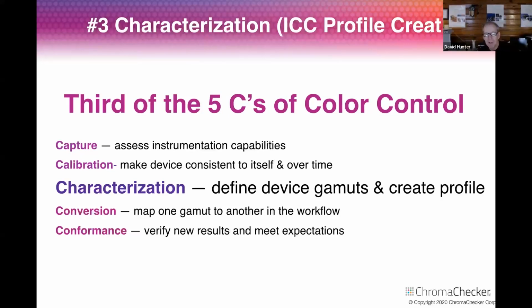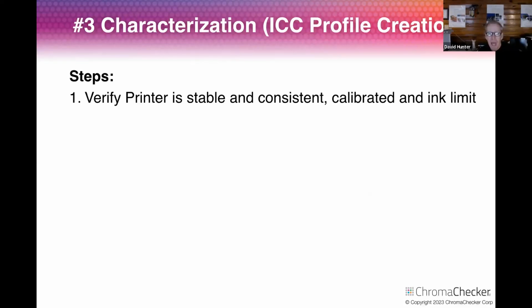All of these C's relate to conformance, and conformance is ensuring that your measurement devices, your calibration, your characterizations are doing what they should be doing before you actually implement them in the workflow. Because if you implement them in the workflow and they're not right, you're going to be scratching your head and color's not going to come out the way you want it. So with that, let's get into the 3rd C, which is characterization.